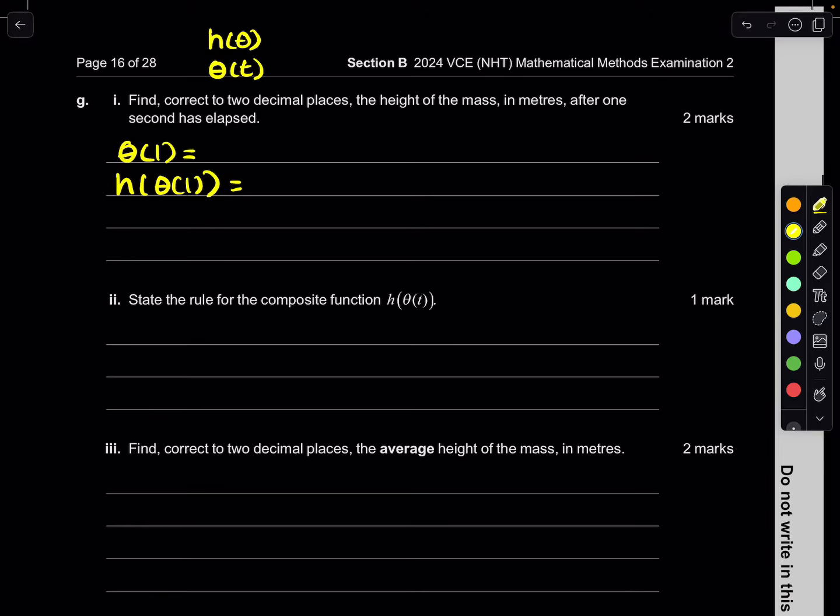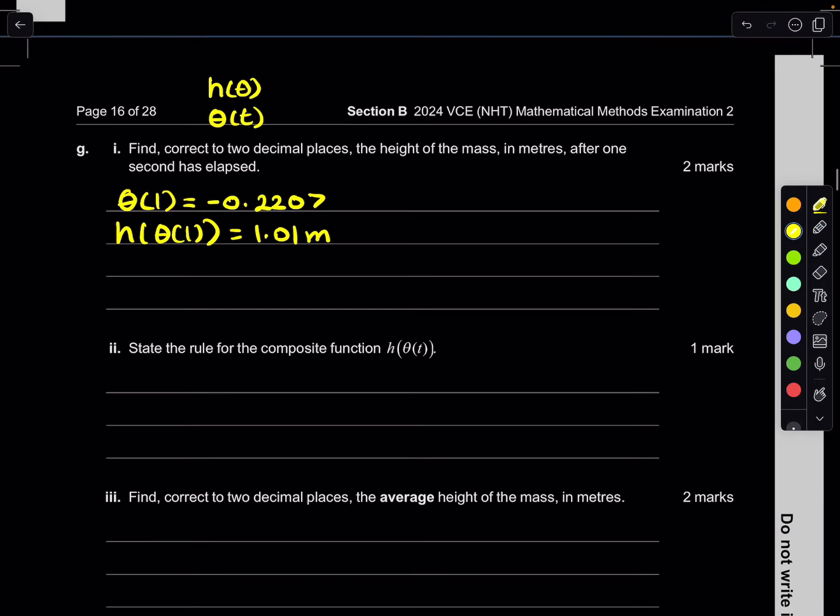So we found that theta 1 is negative 0.2207. And subbing it in here, we got, to 2 decimal places, 1.01 meters. Beautiful. So 1.01 meters. That is your angle. Done. All right, no mistakes here.